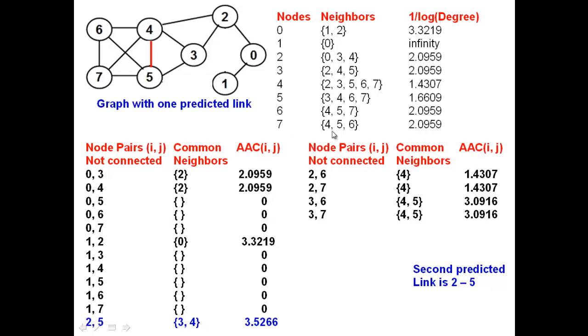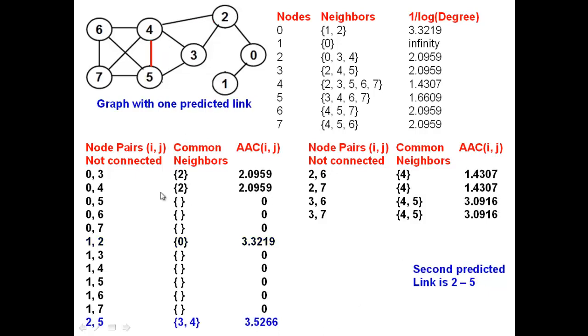Now for 3 and 4, the 1 over log degree value is 2.0959 plus 1.4307. The sum of these two is 3.5266, and that's the largest among all the ASU scores. So the second link is predicted between 2 and 5.